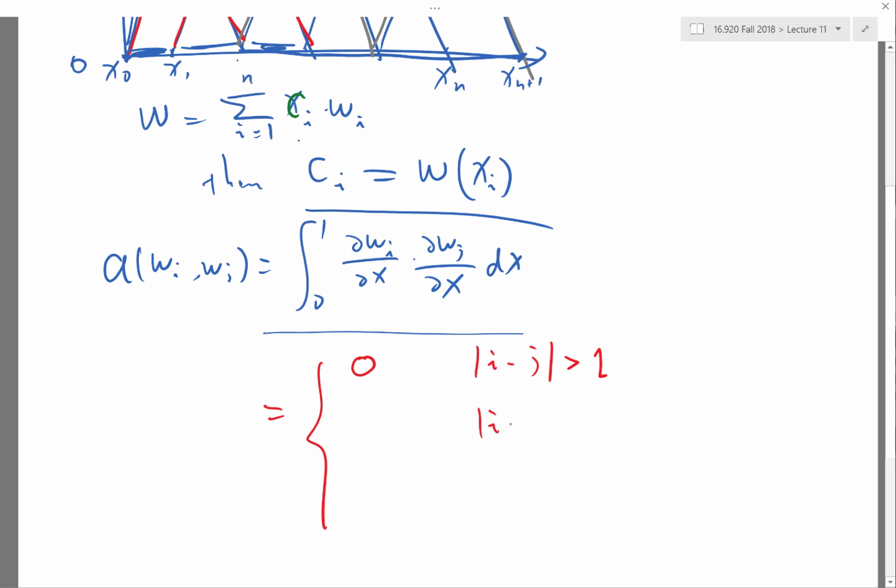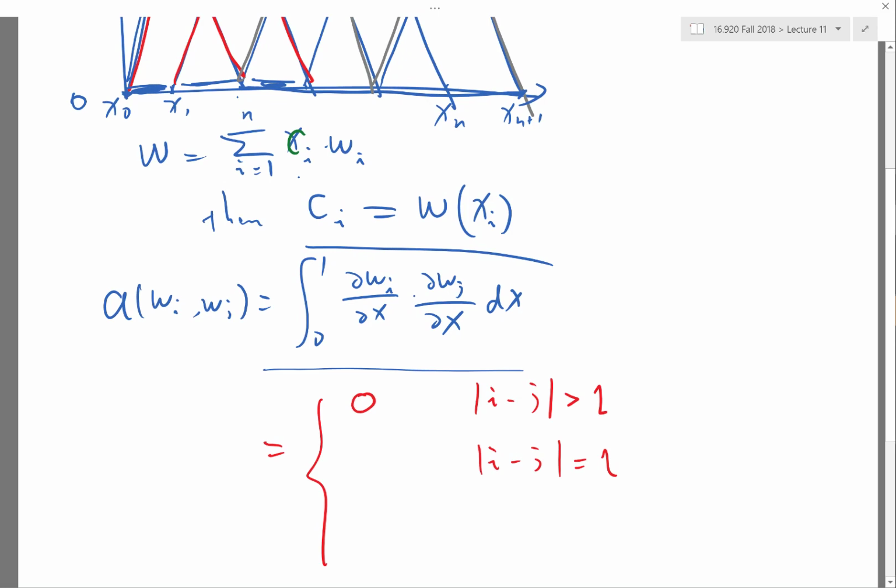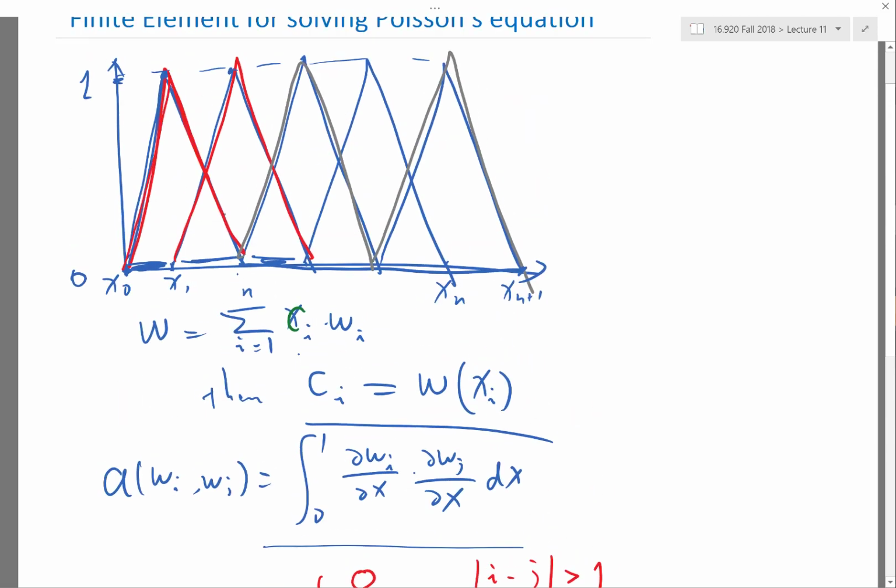One case is i minus j equal to 1. So in which case, how many elements do they overlap? 1, right? If you look at the red pair, this function is 0 over here, while this function is 0 over here. So you only need to consider this interval or this element over which both functions are non-zero. And then what are the derivatives of these two functions?